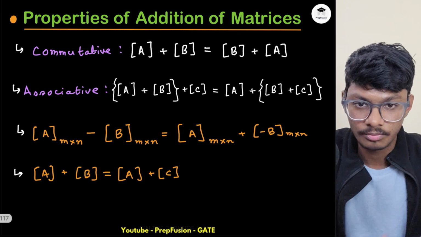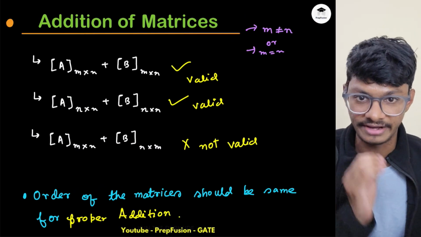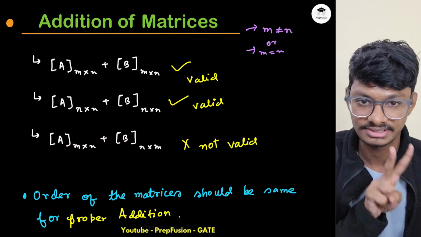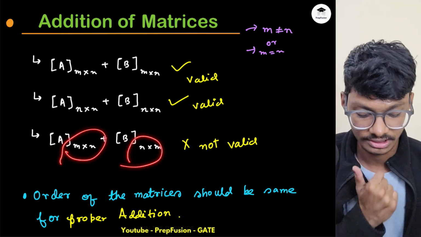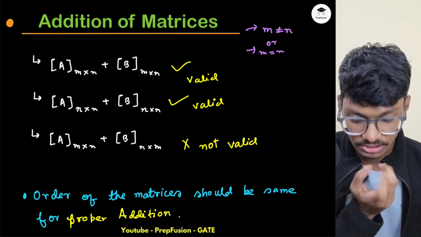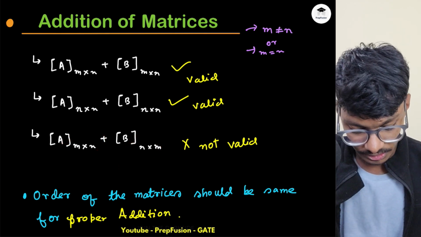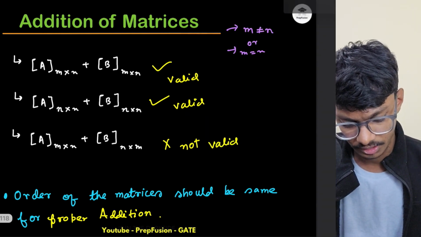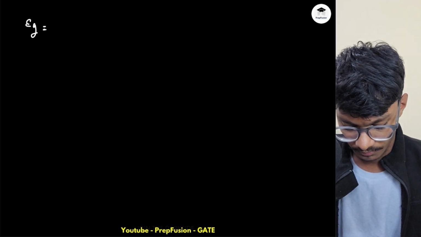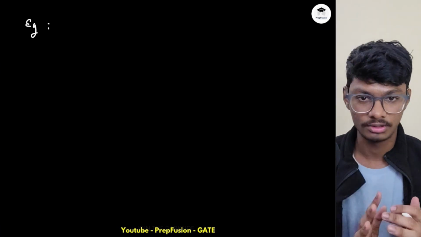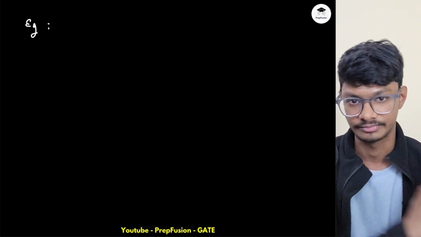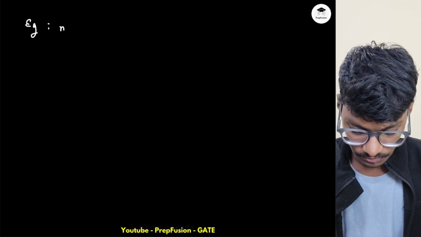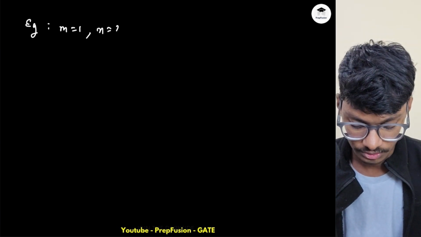Next we'll obviously do the properties. So we learned what is valid and what is not valid. Basically this is not valid because here the orders of both the matrices A and B are different. It is M cross N and this is N cross M, which is not possible. Let's just take an example here. Let's take an example of M equals to 1 and N equals to 2. Whoever knows all this stuff, these are just very basic things, so you can directly skip this.